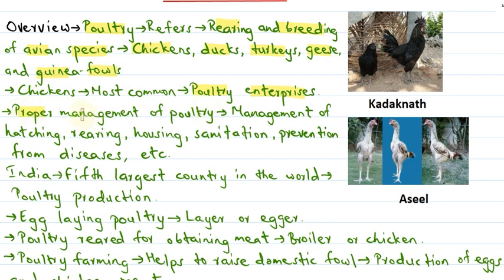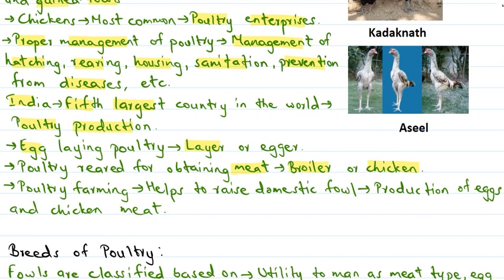For the proper management of poultry, there is a requirement of management of hatching, rearing, housing, sanitation, prevention from diseases, etc. Now, India has become the 5th largest country in the world in poultry production. The egg-laying poultry is known as the layer or egger, whereas the poultry that is reared for obtaining meat is known as broiler or the chicken. Poultry farming helps to raise the domestic fowl for the production of eggs and for chicken meat.